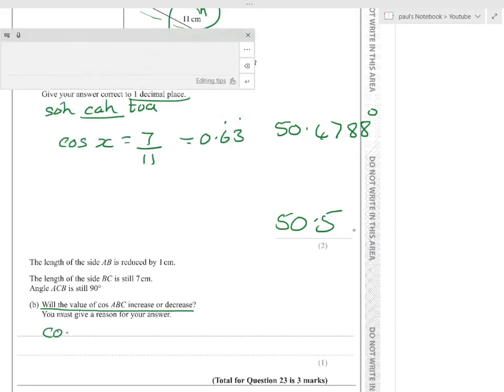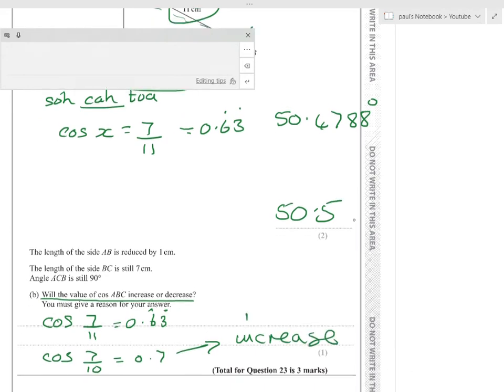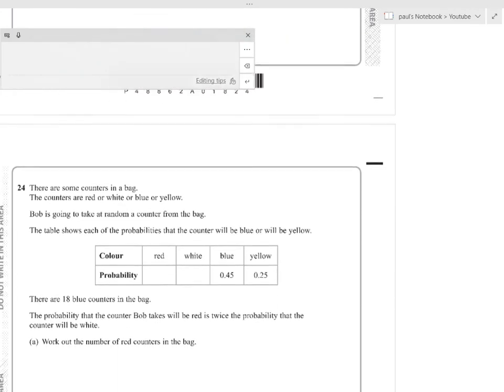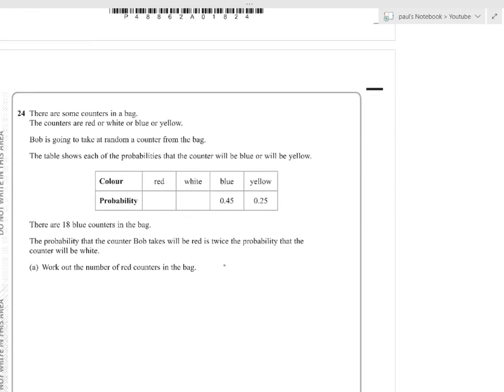So the original cos was 7 over 11, which equals 0.63. And now we've got cos 7 over 10, which equals 0.7. So that is an increase. I would have got that wrong every day, every time, because I was going to work out the angle. There's no need for that, is there? All they need to ask is, can you do trigonometry, yes or no? Not, can we trick you, yes or no?